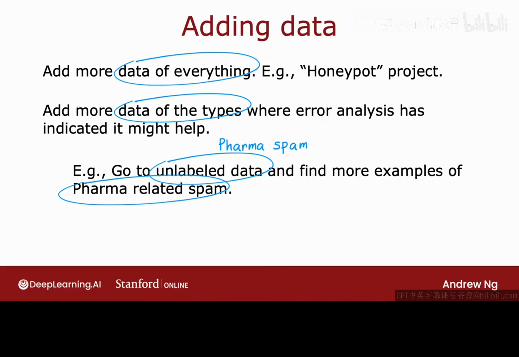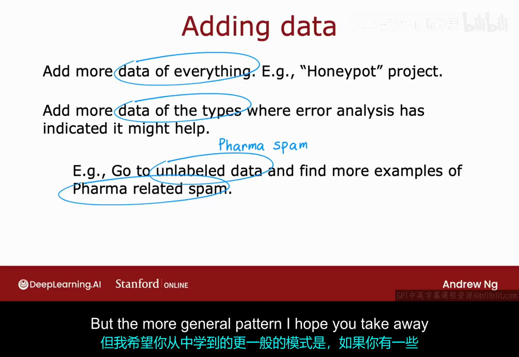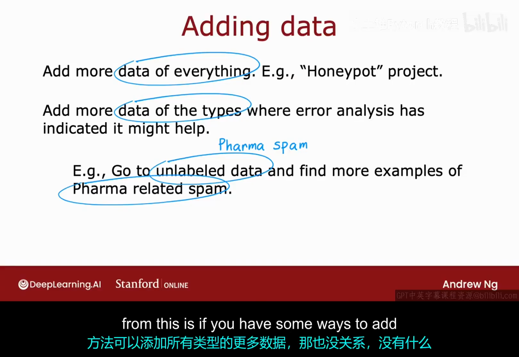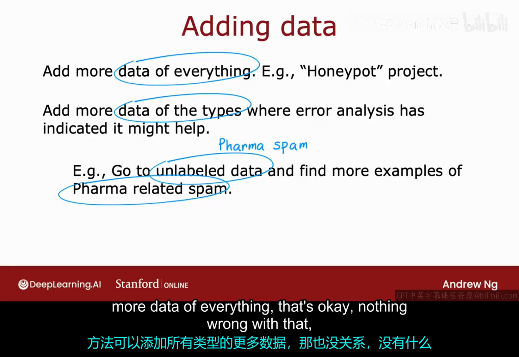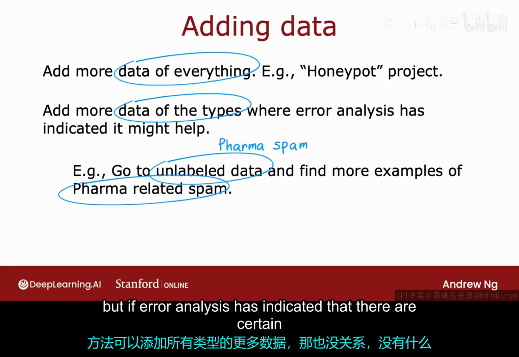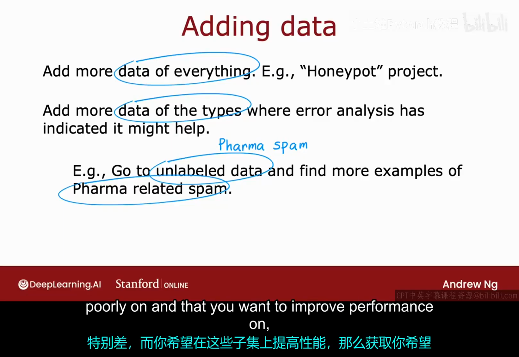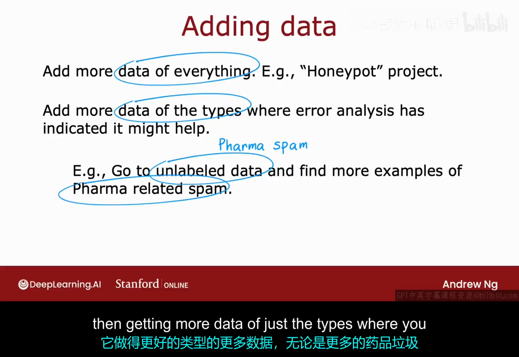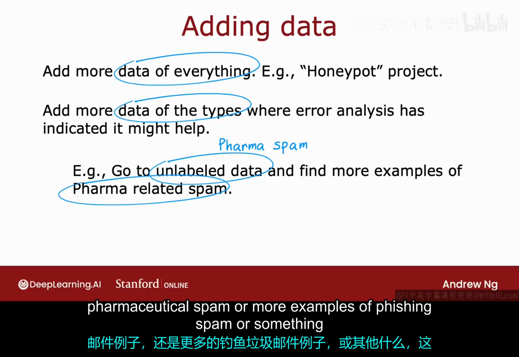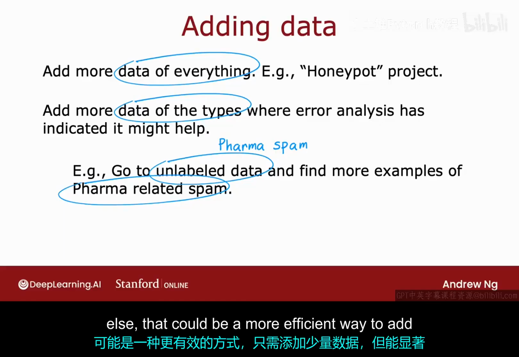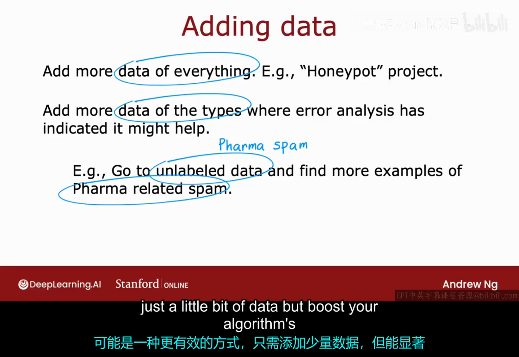But the more general pattern I hope you take away from this is if you have some ways to add more data of everything, that's okay, nothing wrong with that. But if error analysis has indicated that there's certain subsets of the data that the algorithm is doing particularly poorly on and that you want to improve performance on, then getting more data of just the types where you want it to do better, be it more examples of pharmaceutical spam or more examples of phishing spam or something else, that could be a more efficient way to add just a little bit of data, but boost your algorithm's performance by quite a lot.